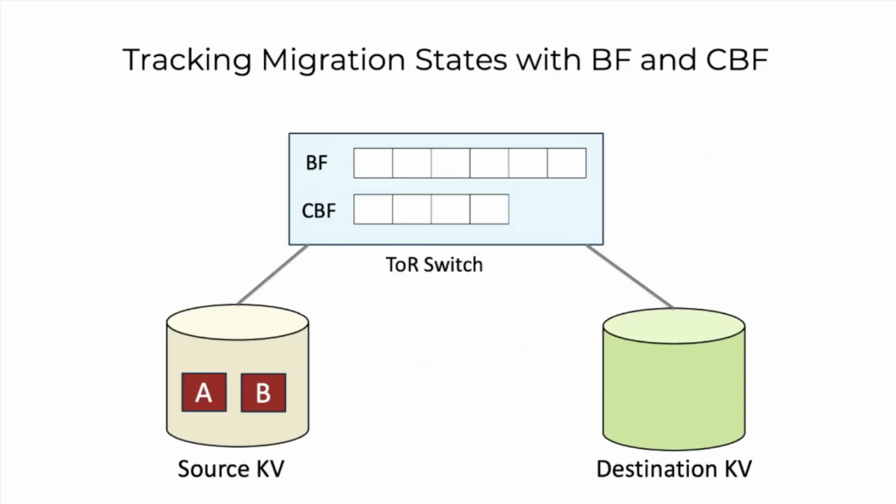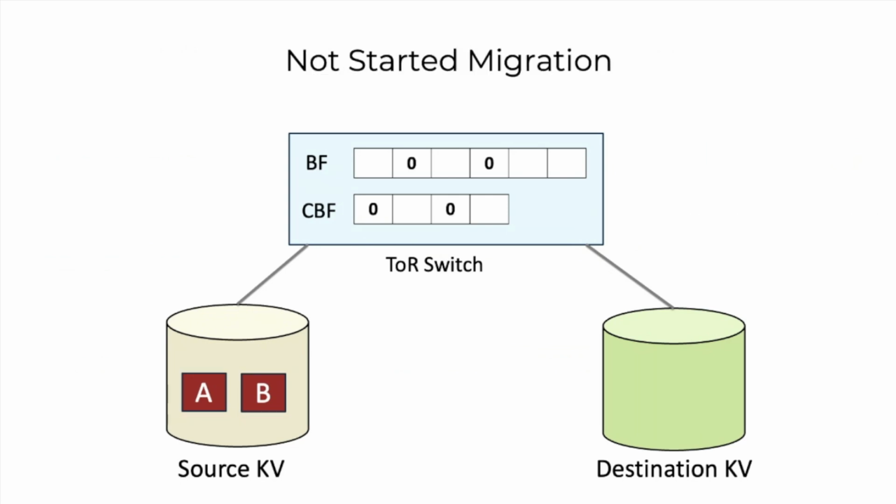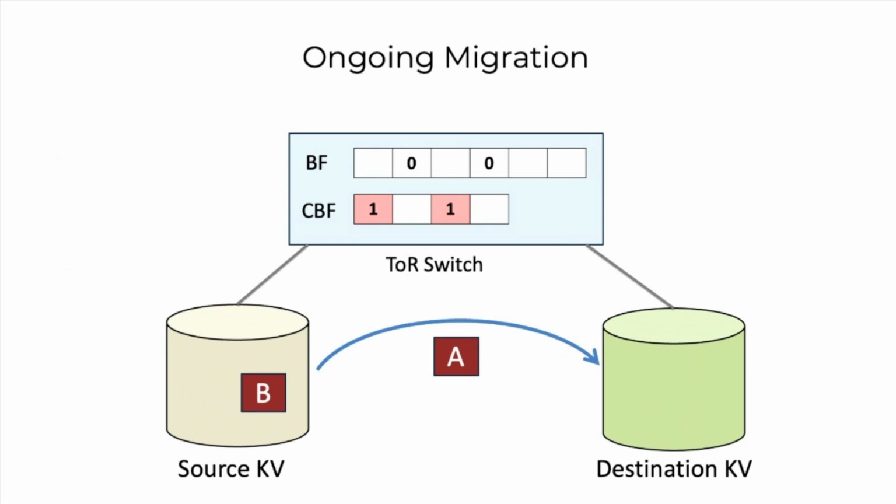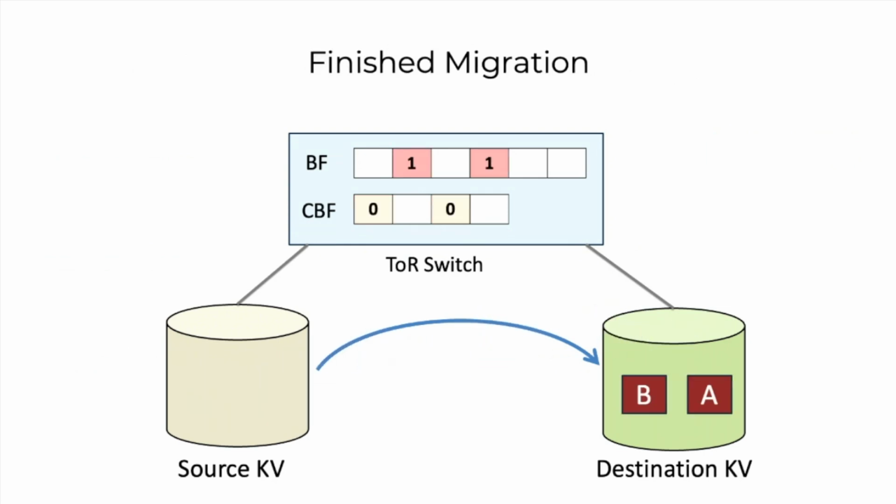So here is a step-by-step example. We have this group, for example, to migrate. At the beginning, the BF and CBF in the switch are all set to 0, and this indicates the group is in the not-started migration state. When migration starts, the switch gets notified by a control packet sent from the source to the switch, and it updates the CBF accordingly. And finally, when the group finishes migration, the destination sends a control packet to the switch, notifying that this group finished, and the CBF and the BF are updated.